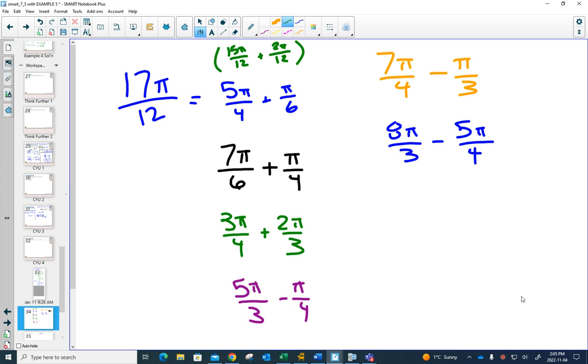Now we're going to analyze this a little bit. Besides the fact that all of these work, and they all equal 17 pi over 12, they also all have something else in common. When we see the thing that's in common in all 6 of them, it can help us find another one. They all have the pi over 4. Excellent. This one has a pi over 4.